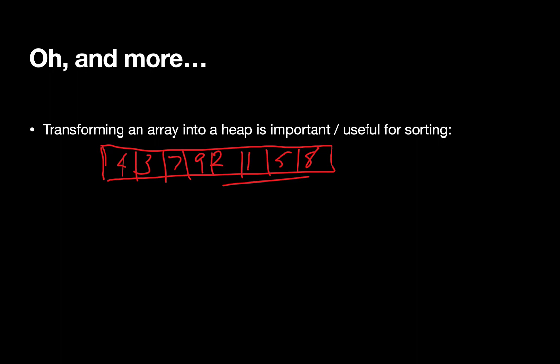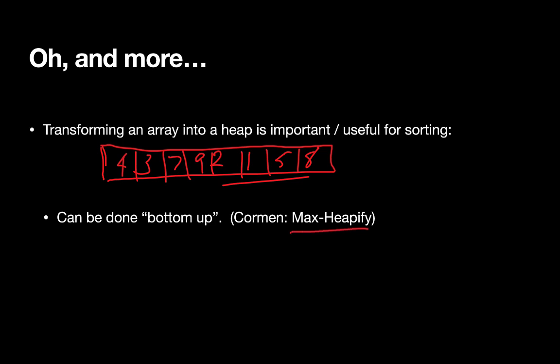Okay, the reason I mention this is because it is a little bit better than the approach we've talked about. This bottom-up approach is referred to in the Cormen text as max heapify. They provide the full pseudocode for it. It can be found elsewhere. And the time complexity is slightly better than what we've talked about so far. It's order n time complexity.